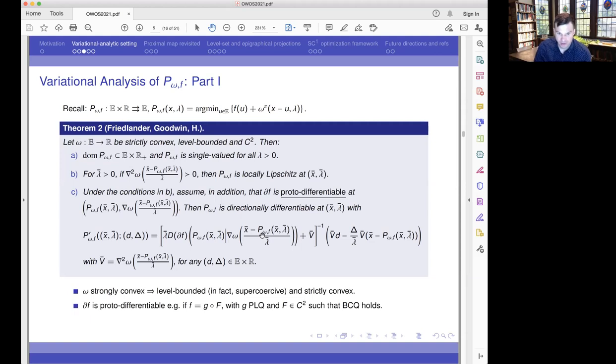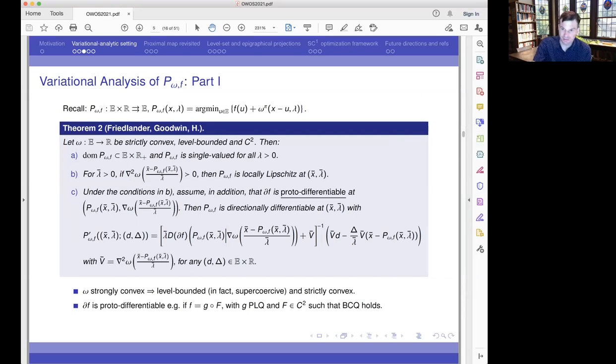So now let's talk about these assumptions maybe for a bit. Level bounded and strictly convex: of course, if omega is strongly convex, which would be true for any weighted Euclidean norm, then that's satisfied. And as for the proto-differentiability of F, a very knowledgeable referee of the paper pointed out that this is equivalent to twice epi-differentiability of F in this case. I don't know if you prefer that to proto-differentiability or not, but it's certainly something that has been discussed quite intensively in recent papers by Boris Mordukhovich and his group for sure.